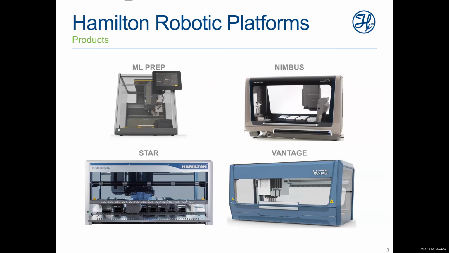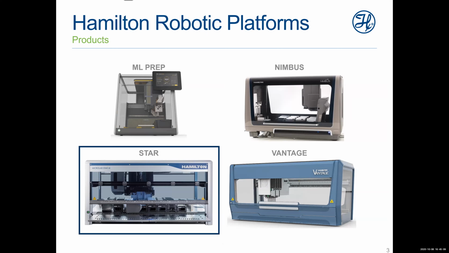Hamilton Robotics has 4 platforms for automatic liquid handling solutions. So we have the ML Prep, the Nimbus, the Star, and the Vantage. And our line of IVD compliant platforms are currently based on the Star.